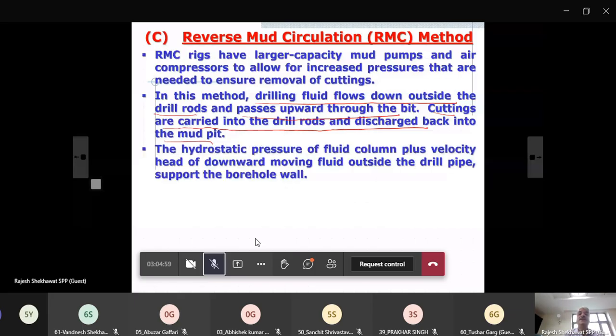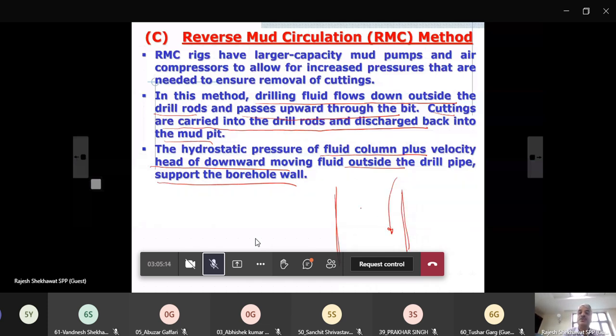Then mud pit and other things are same, but its flow direction is annular space through drilling tool. That is the difference. And the hydrostatic pressure of fluid column plus velocity head of downward moving fluid outside the drill pipe supports the bore hole well. Here support action is more because what happens is, one of course bentonite may be.